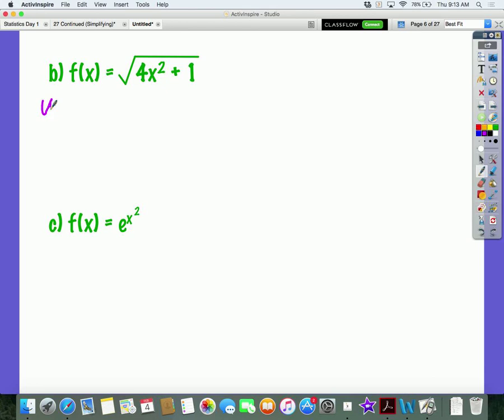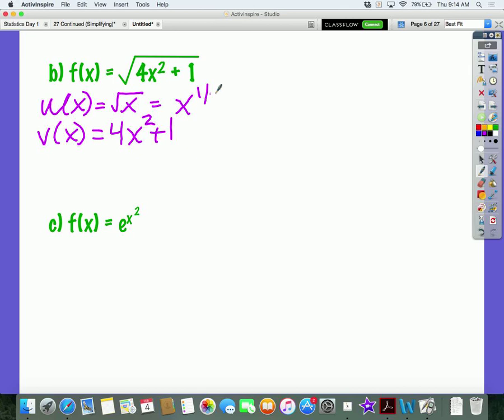Very good. So my outside function is the square root of x, and we start over. If anybody wants my inside function, raise your hand. 4x squared plus 1. So when we take the derivative, we're going to take the derivative of the outside function with respect to the inside. Then we're going to multiply that by the derivative of the inside. What's an easier way to write this? x to the 1/2.